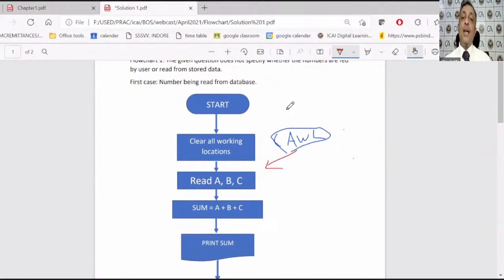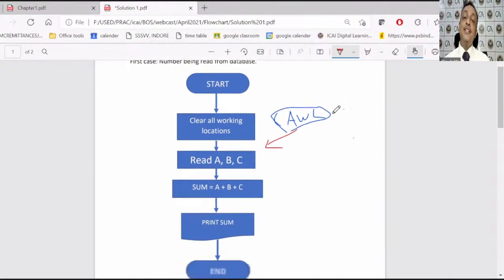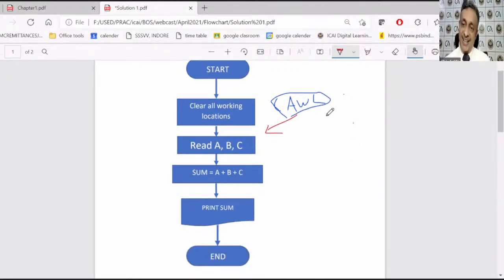A flowchart is a diagrammatic representation of how a computer program is going to work. Like in the question we are solving, we gave a query to draw a flowchart to add 3 numbers. When you write a program, say in BASIC, COBOL, Java, whatever, this represents how it is going to process. So a flowchart represents how a program is going to work in the computer. A diagrammatic representation.